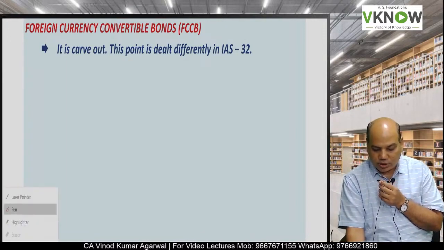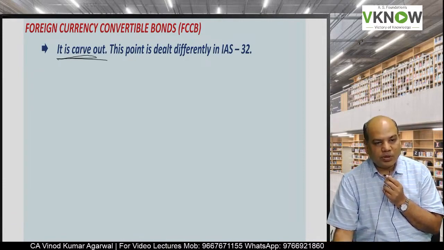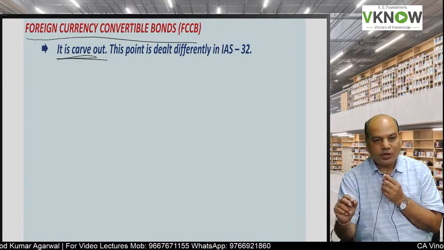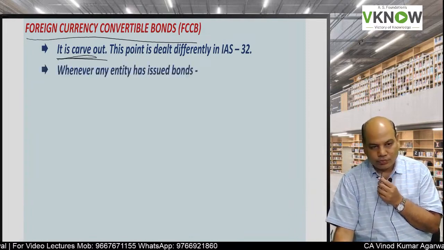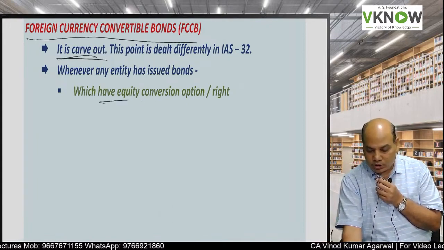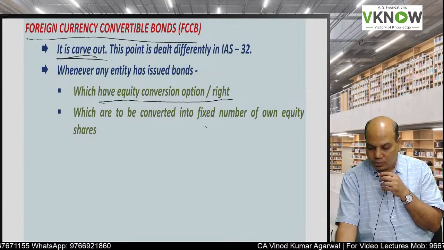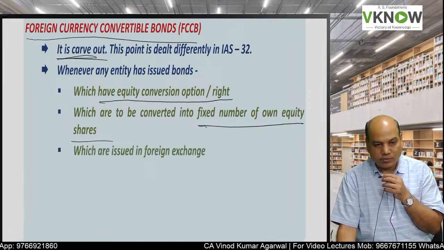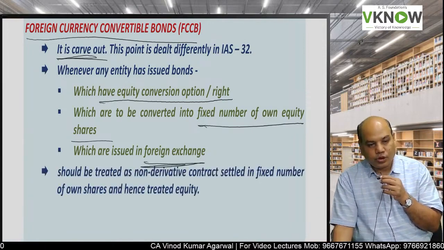So now an important discussion is FCCB. It is a carve out. A carve out means a major difference between IND AS and IFRS. So FCCBs are treated differently in our standard IND AS 32 and the IFRS standard IAS 32. Now whenever a company issues a bond, which is a foreign currency convertible bond, there is an equity conversion option or right. That means the holder will get a fixed number of own equity shares, and these bonds were issued in foreign exchange.